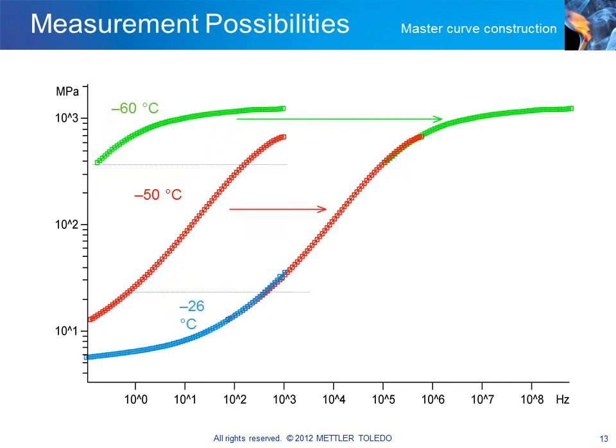This slide shows how master curves are constructed. The individual isothermal frequency sweep curves are shifted horizontally until the end sections overlap. This is shown by the arrows in the diagram using the three measurements from the previous slide. The master curve increases the accessible frequency range to frequencies that cannot be directly measured. In this example, the reference temperature was -26 degrees Celsius.